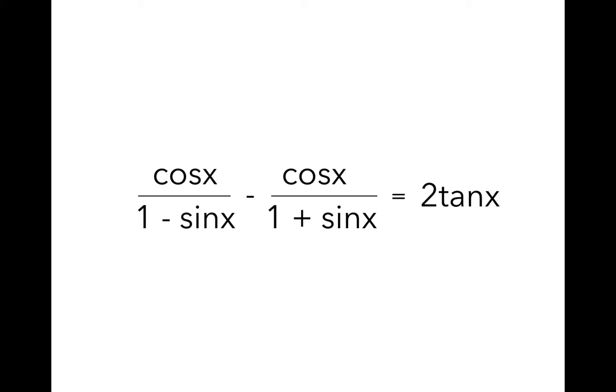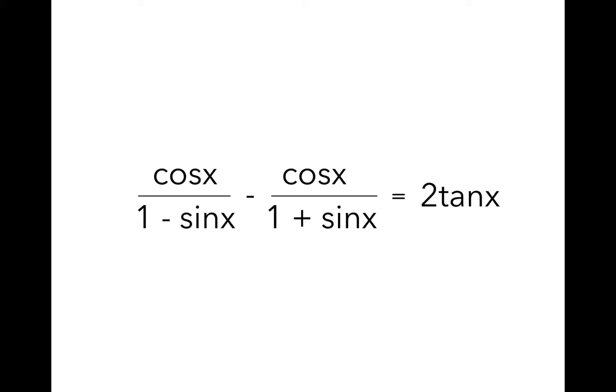I want to start my work by looking at the left side because it's the most complicated side, and that's the one that I want to simplify to look like the right side, 2 tangent x. So cosine x over 1 minus sine x, minus cosine x over 1 plus sine x. I see that I have a subtraction problem in fraction form, and I want to be able to combine both of these.